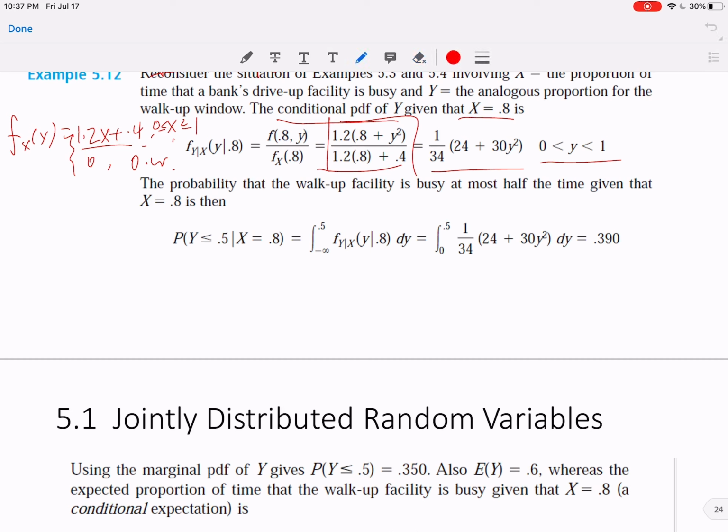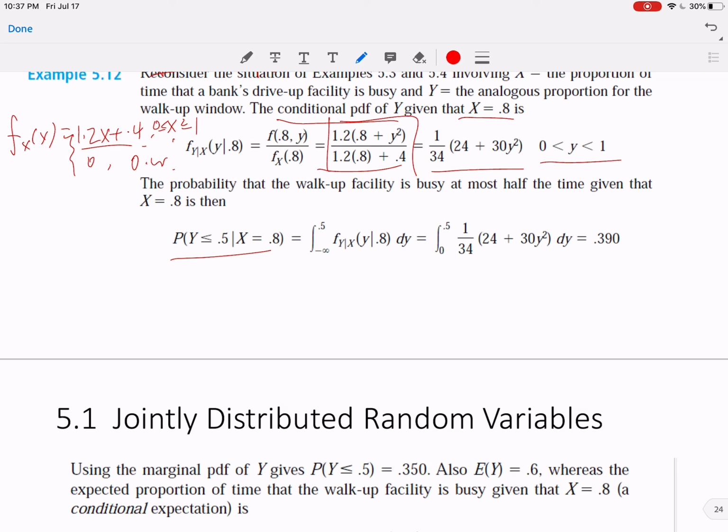So we're looking for the probability that y is less than or equal to 0.5 given x is equal to 0.8. So this is very similar. I would say all the properties of PDF or PMF or CDF or expected values also apply to the conditional distribution.